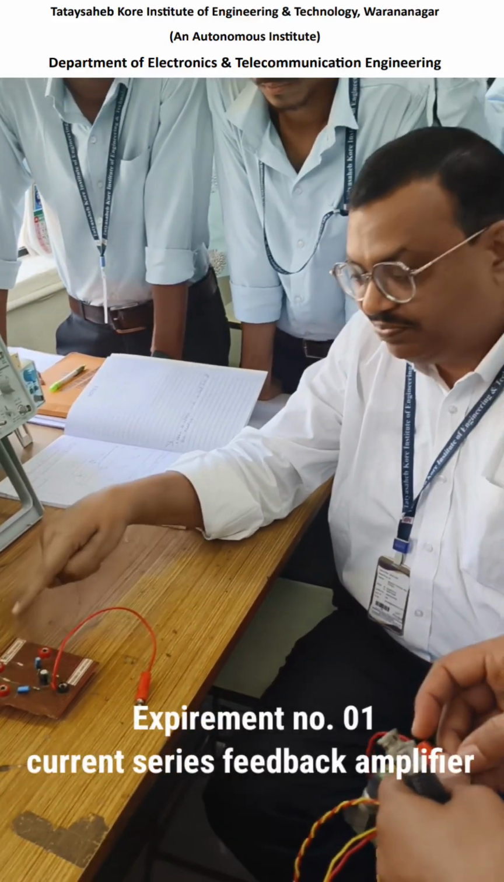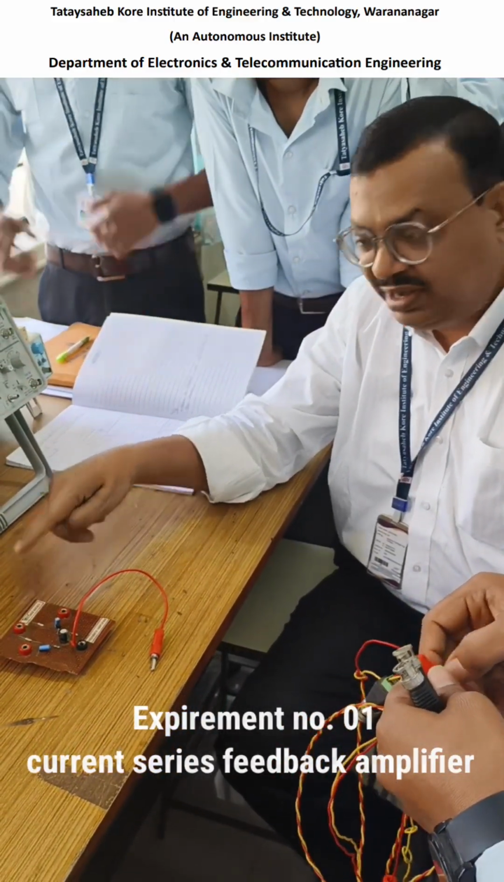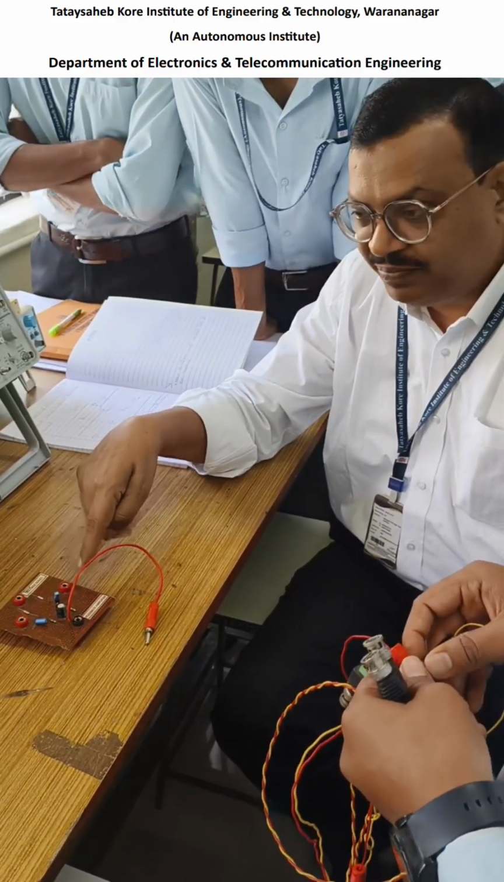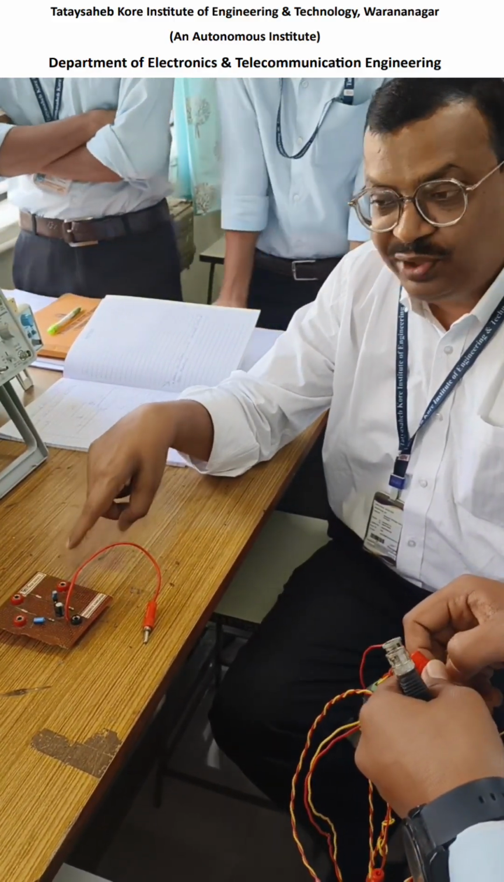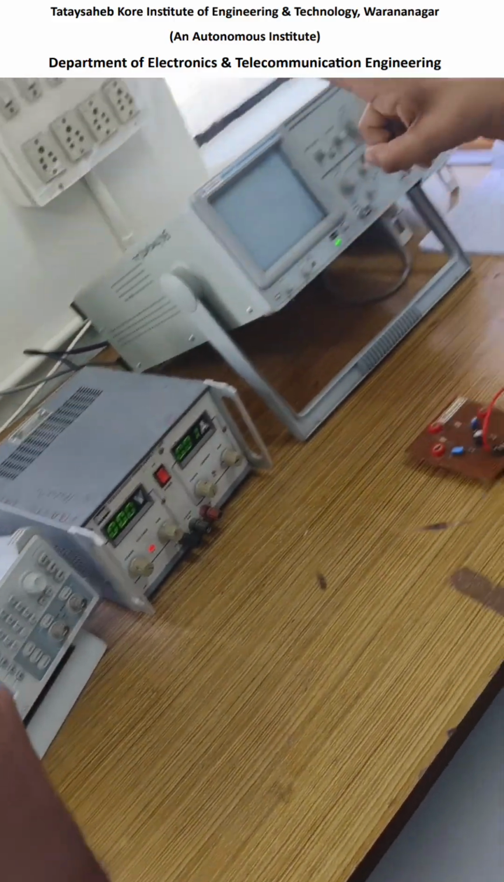This is the first experiment, the current series feedback amplifier. This is the circuit of the current series feedback amplifier. For this experiment, we need a signal generator, a power supply and a CRO.